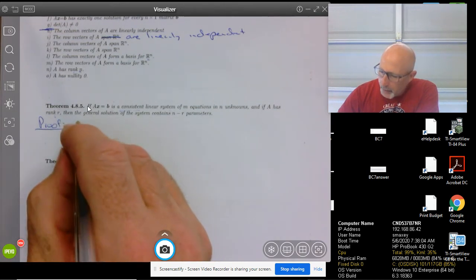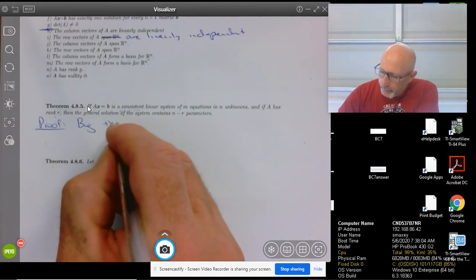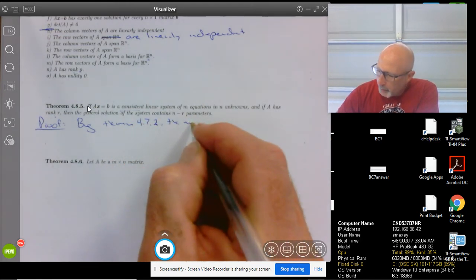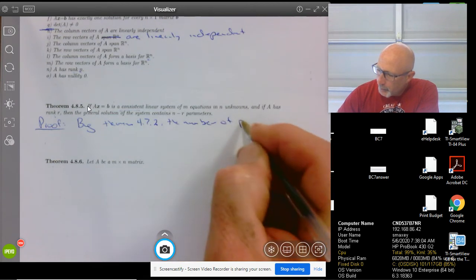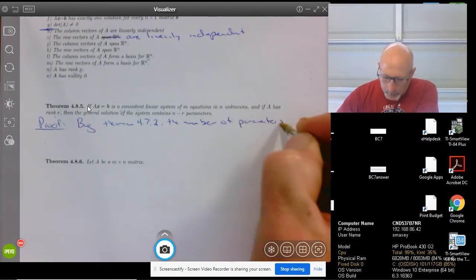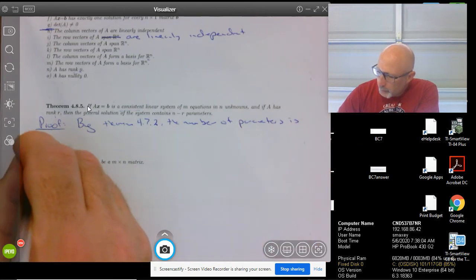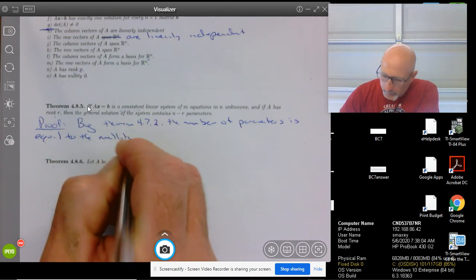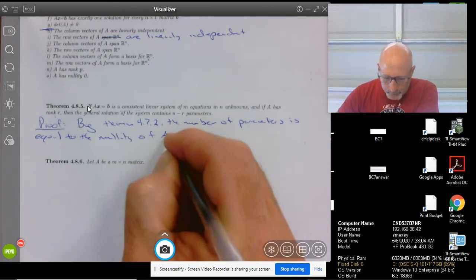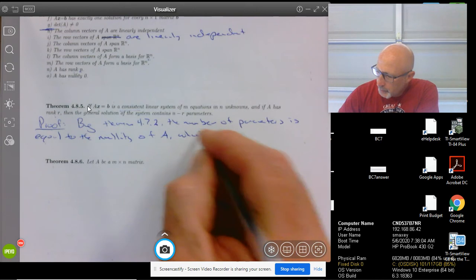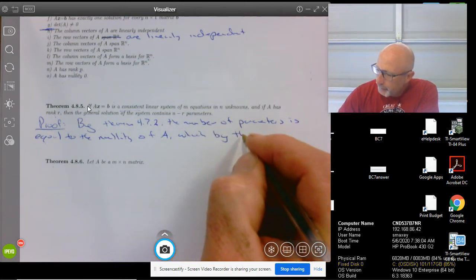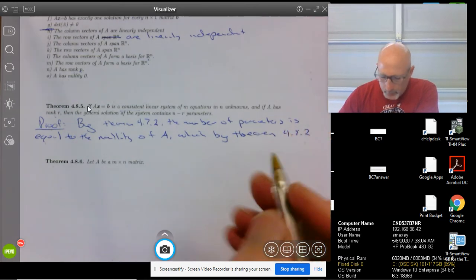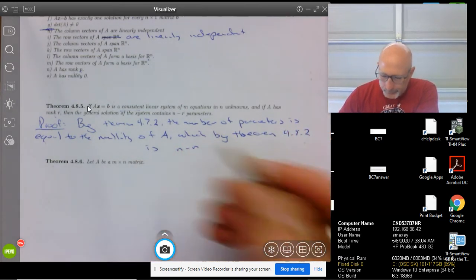So looking back, by theorem 4.7.2, the number of parameters is equal to the nullity of A, which by theorem 4.8.2 is n minus r. And so we're done.